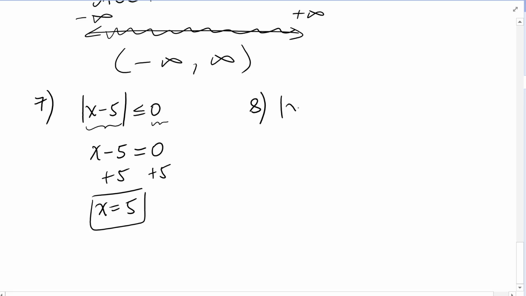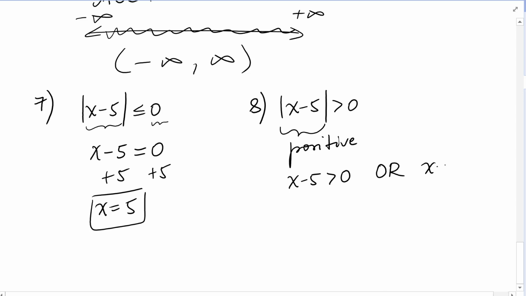I know I said one more, but I have one more: absolute value of x minus 5 greater than 0. What if we had this? So this was positive, and that is greater than 0. How do we do that? Well, x minus 5 greater than 0, or x minus 5 less than 0, because I could put k and negative k. So 0 and negative 0 is 0.